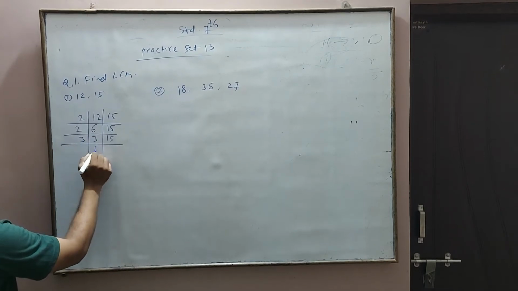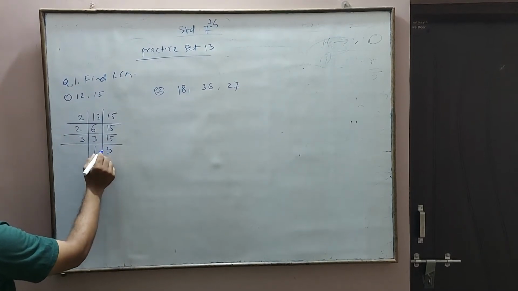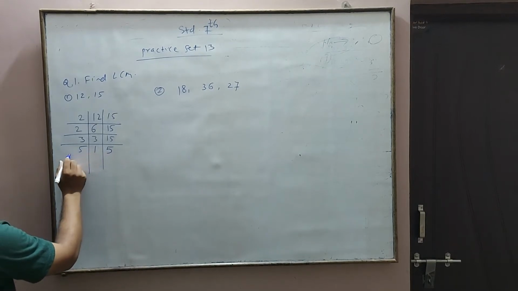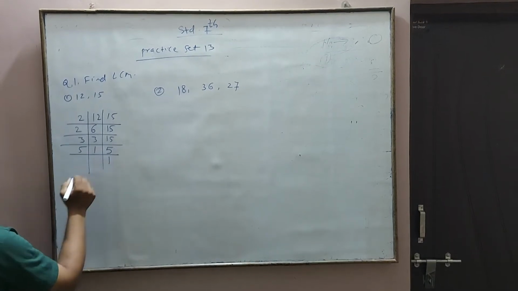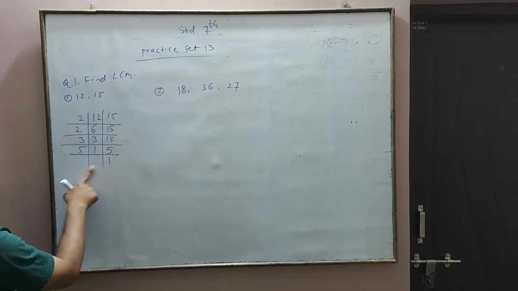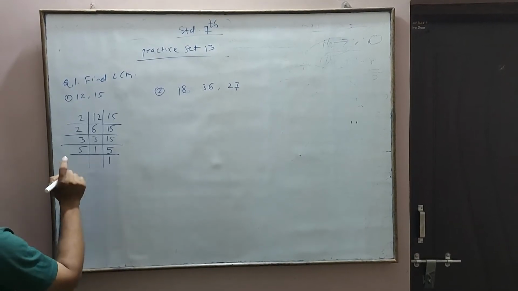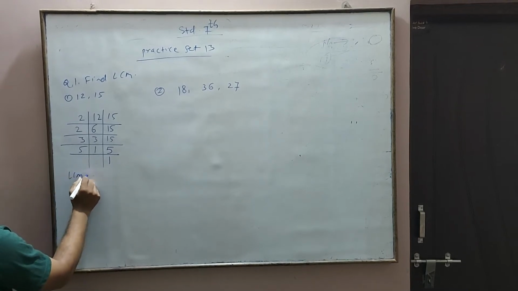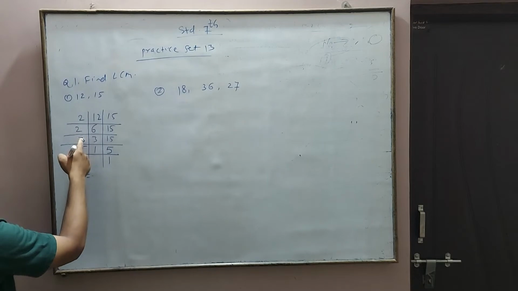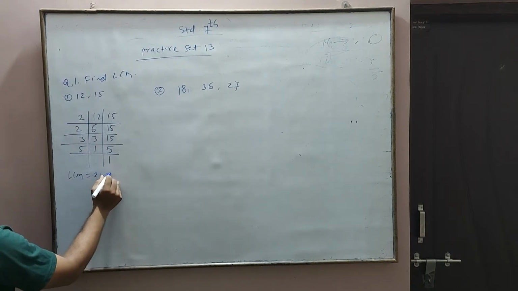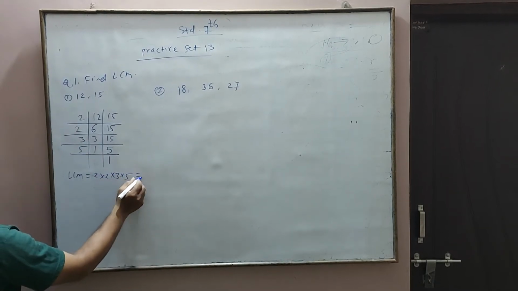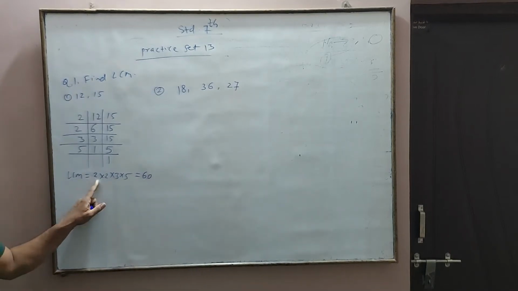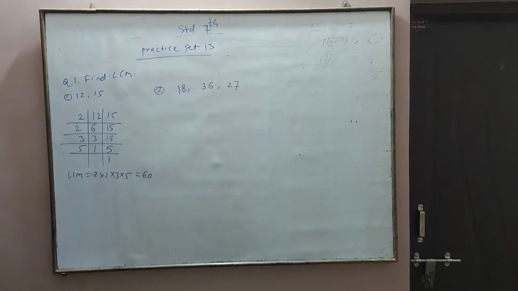Now 3 1s are 3, 3 5s are 15. And again this 5, divide by 5, 5 1s are 5. Now here it is 1, here it is 1. You have to continue till you get 1 here. So LCM is equal to, you have to multiply these factors. 2 multiplied by 2 into 3 into 5, 60. 2 2s are 4, 4 3s are 12, 12 5s are 60.